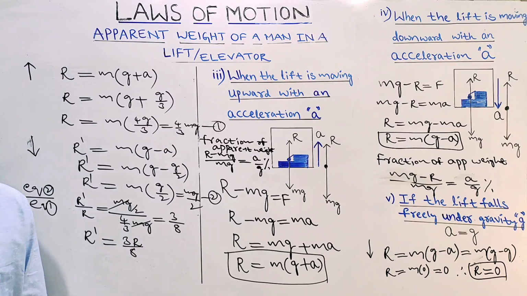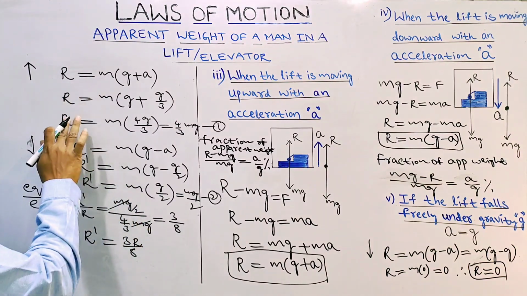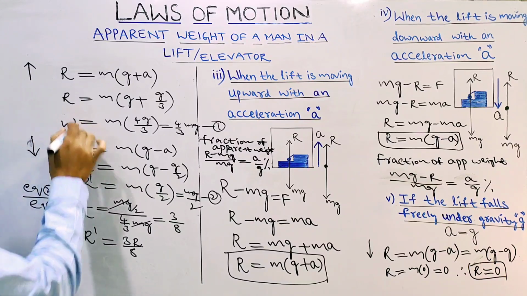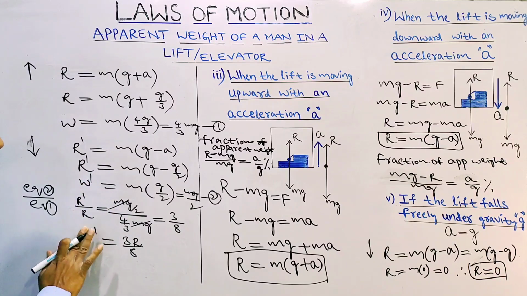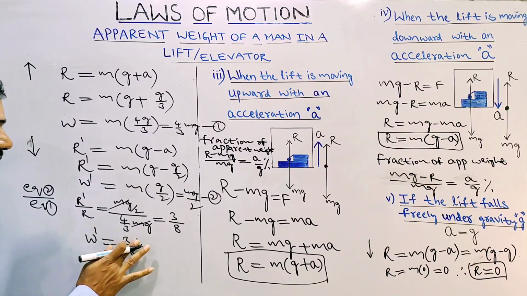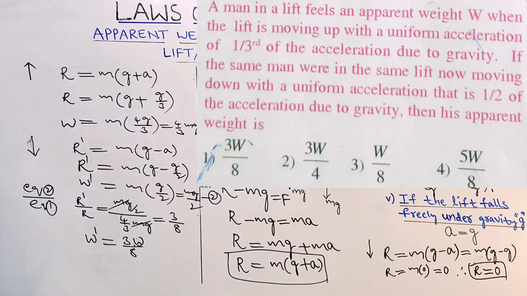So here you can observe the apparent weight, they have given W. So we can take here W, and this one you can take W dash. So that time what we'll get? W dash equal to 3W by 8. So which option is correct? It is very clear, first option is correct.